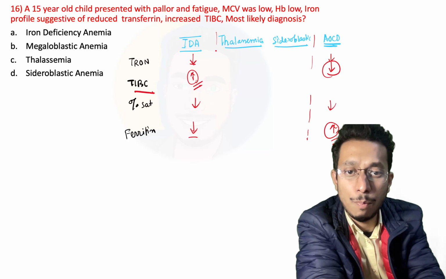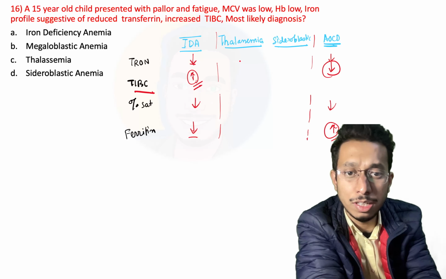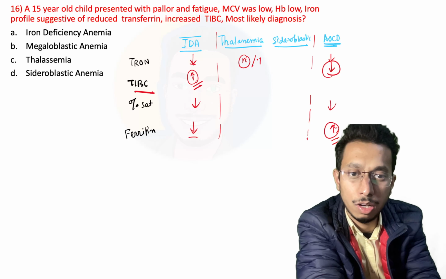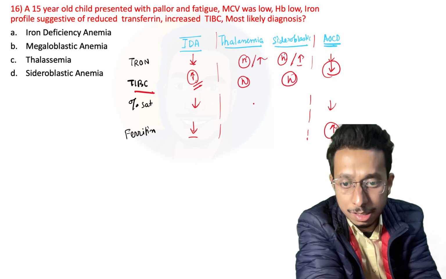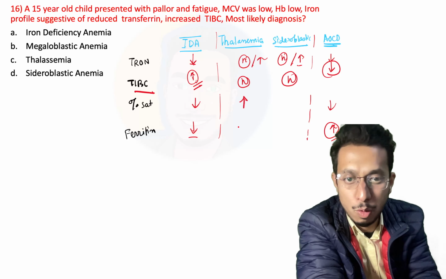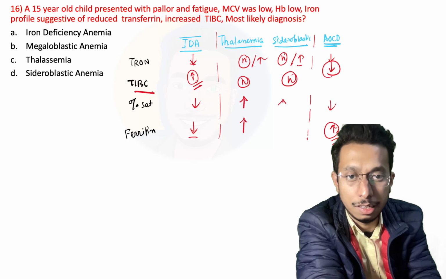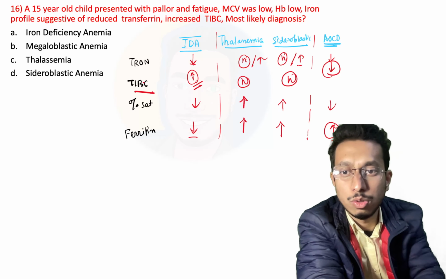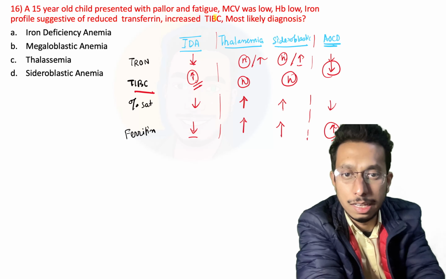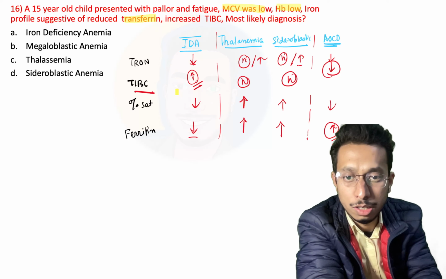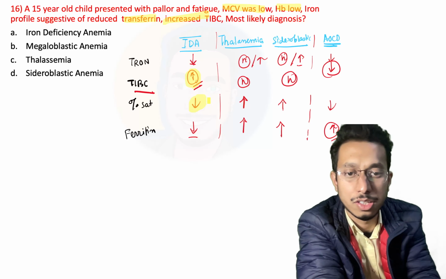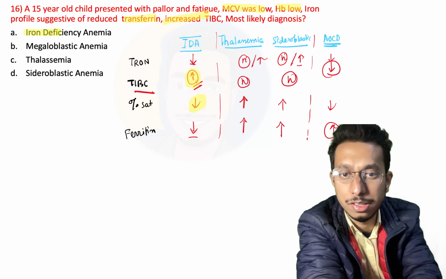Now comparing thalassemia and sideroblastic anemia, in both cases iron will be normal or high. Binding will also be normal in both cases. Percentage saturation and ferritin storage will be higher in thalassemia as well as in sideroblastic anemia. Alright. So if you see the question here, it is saying MCV was low, hemoglobin is low, iron profile suggestive of reduced transferrin saturation and increased TIBC. So this is suggestive of iron deficiency anemia.